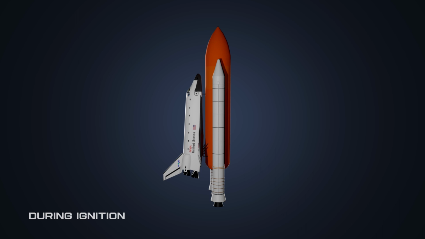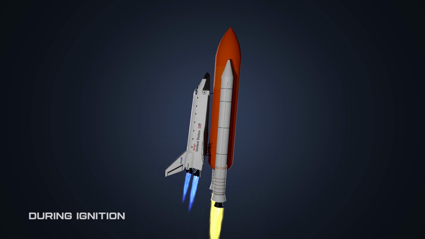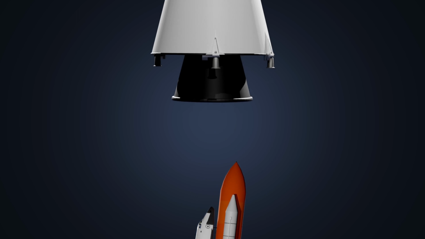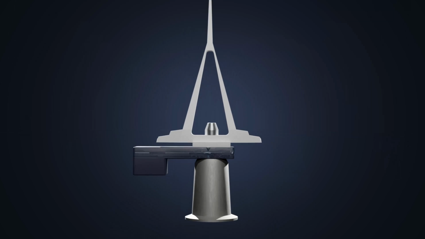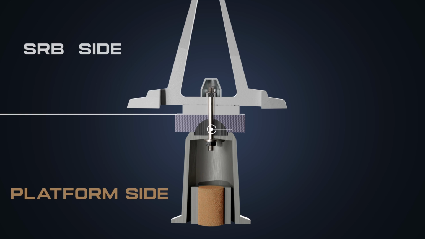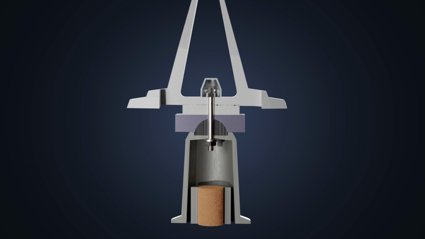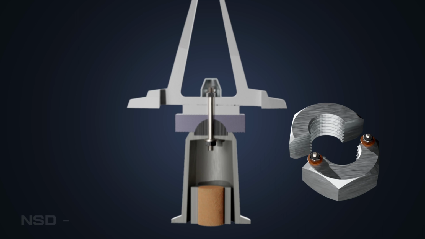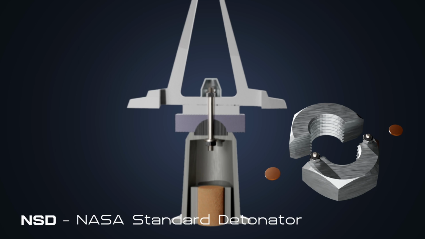During ignition, the orbiter vehicle engines are ignited a few seconds before the SRB engines. Without these posts, the space shuttle sways a few degrees forward and will lose its balance. The bolt in each post secures the SRB and launch platform together. A frangible nut is located at the top of the bolt. A frangible nut can be split into 2 halves. 2 NSDs, or NASA standard detonator devices, are located in the recesses of the nut.